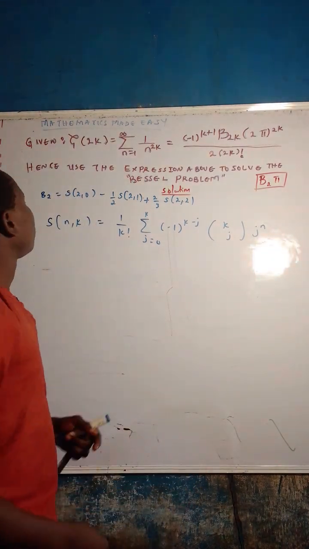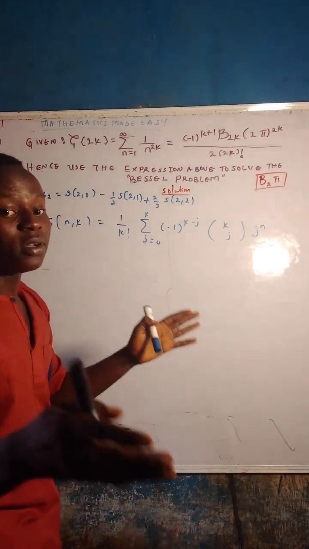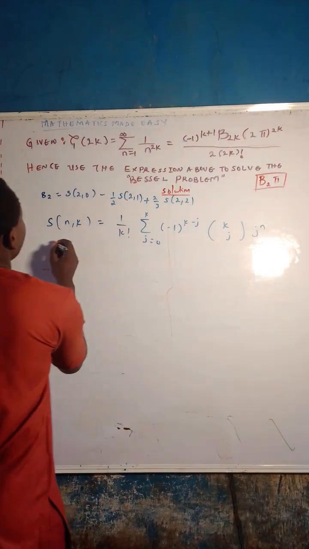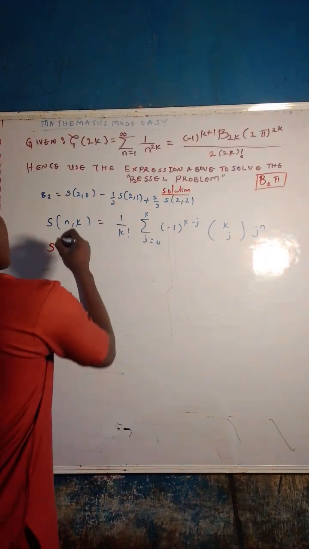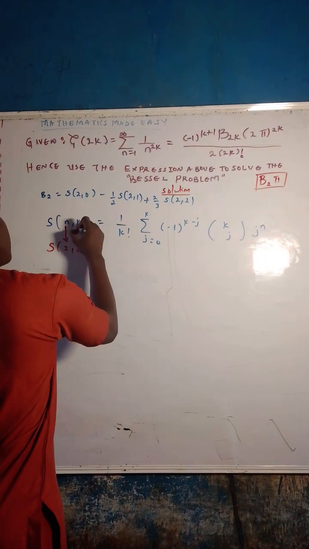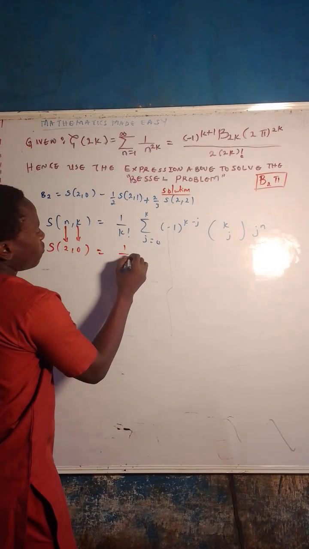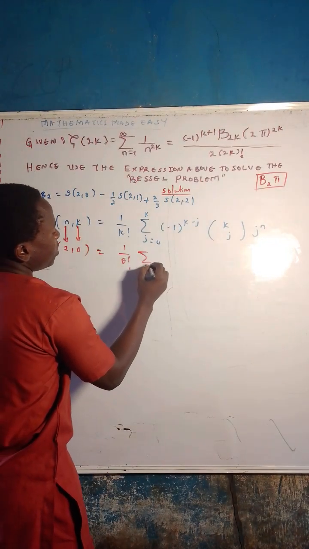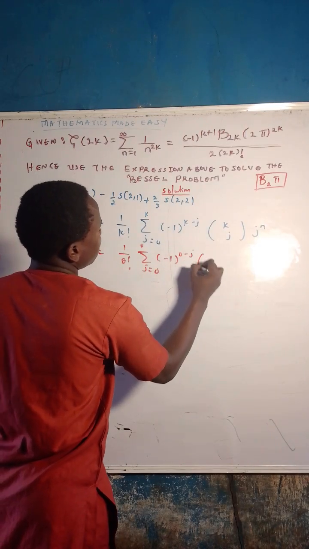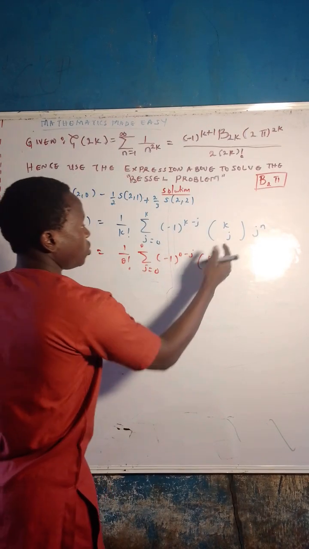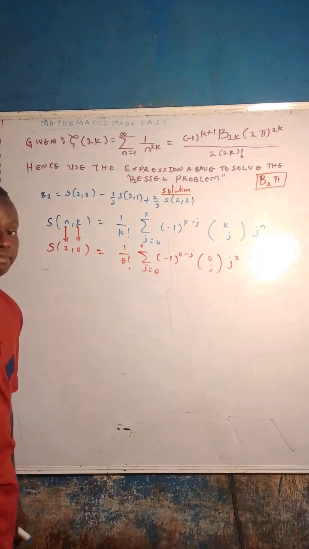So guys, let's move on. Let's find these one after the other. So now let's find S(2, 0). In this case, n will be 2 and k will be 0. So we're going to have 1 over 0 factorial, multiplied by the sum of j from 0 to 0 of (-1) raised to the power of 0 minus j, then 0 combination j, multiplied by j raised to the power of 2, you know, n is 2.